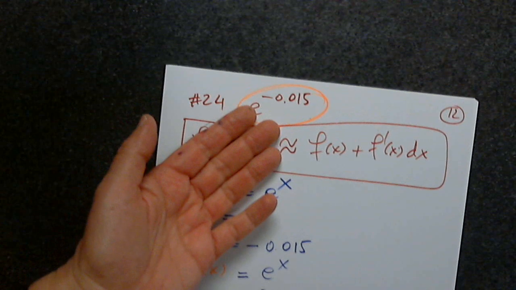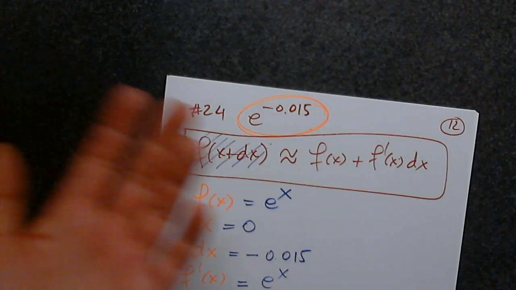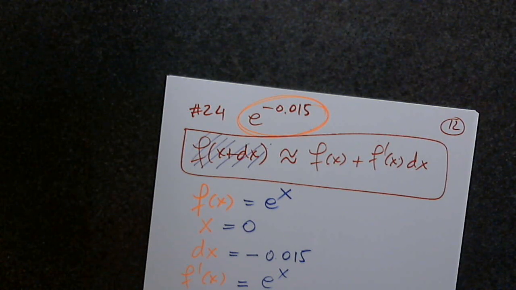See how powerful you are now? You can raise e to negative 0. No one can do this by hand. There is no way. There is absolutely no way.